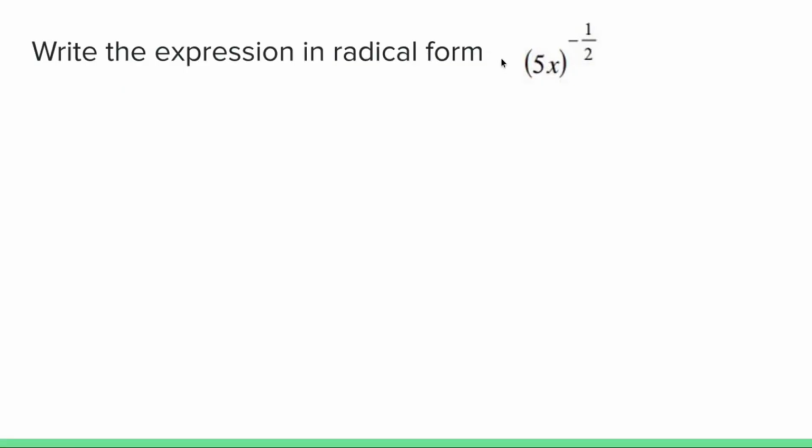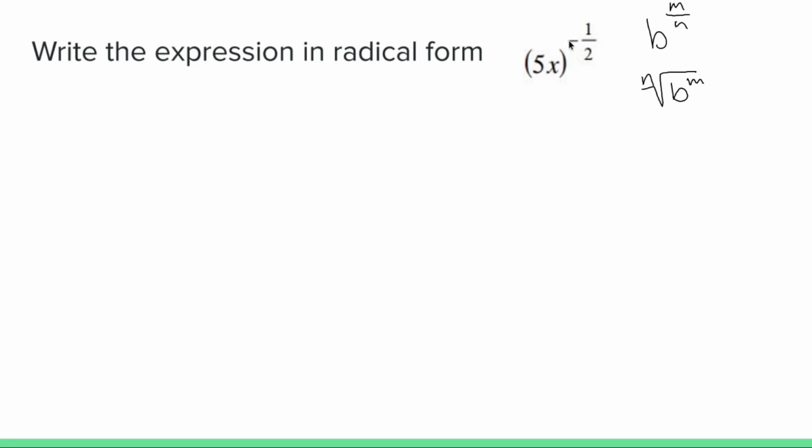Write the expression in radical form. All right, well, what I want to do is I want to get this to the point where it looks like b to the m over n. Because once I can write it out like that, I can rewrite this out as the nth root of b to the m power, right?